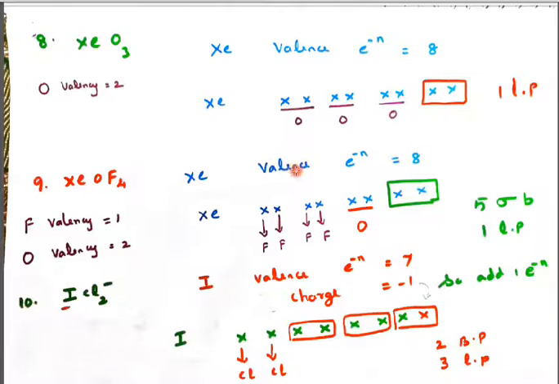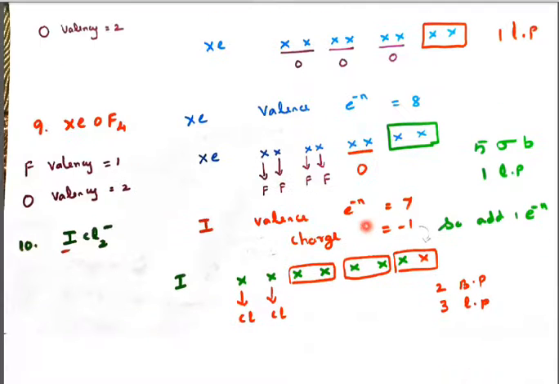XeOF4, xenon valence electron is equal to 8. Valency of fluorine is 1 and valency of oxygen is 2. So the combining power of fluorine is only 1. 1, 2, 3, 4 fluorines are combined with 4 electrons, and 1 oxygen takes out 2 electrons, and 1 lone pair of electrons is left out. So it has 5 sigma bonds and 1 lone pair of electrons.